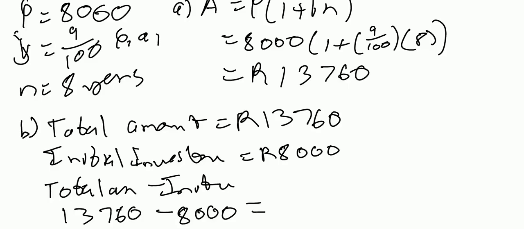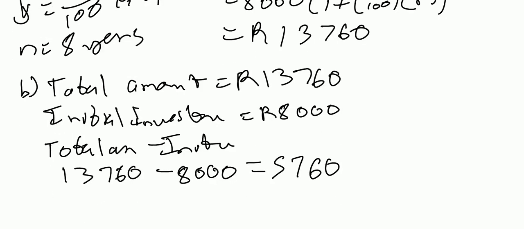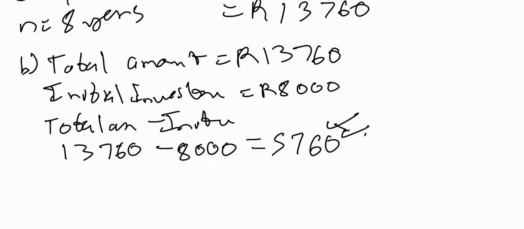Let's check. 5,760. But remember, this is not per annum. This is the total interest earned over that period of time. So they are saying each and every year, since this interest was charged per annum, that means if you want the interest for 1 year, we are going to do what?